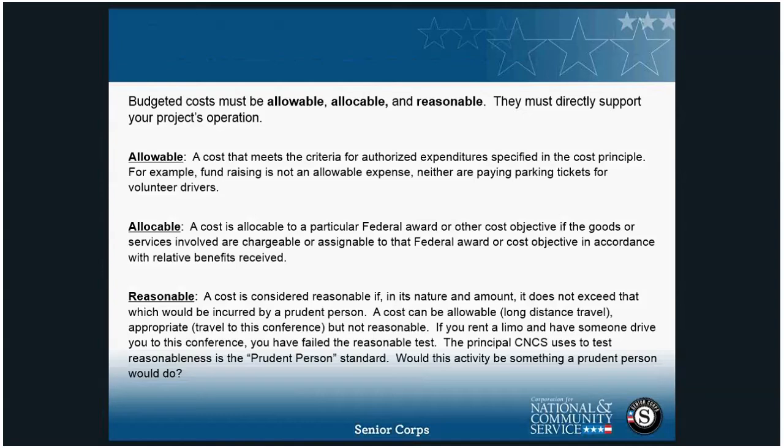A cost is allocable to the grant or a particular award or other cost objective if the goods or services involved are chargeable or assignable to that award. So essentially, if you have 2 Senior Corps programs and you have a recognition event for the Senior Companion program and another event for the RSVP program, the cost associated with the recognition event for the RSVP program will not be allocable to the Senior Companion program.